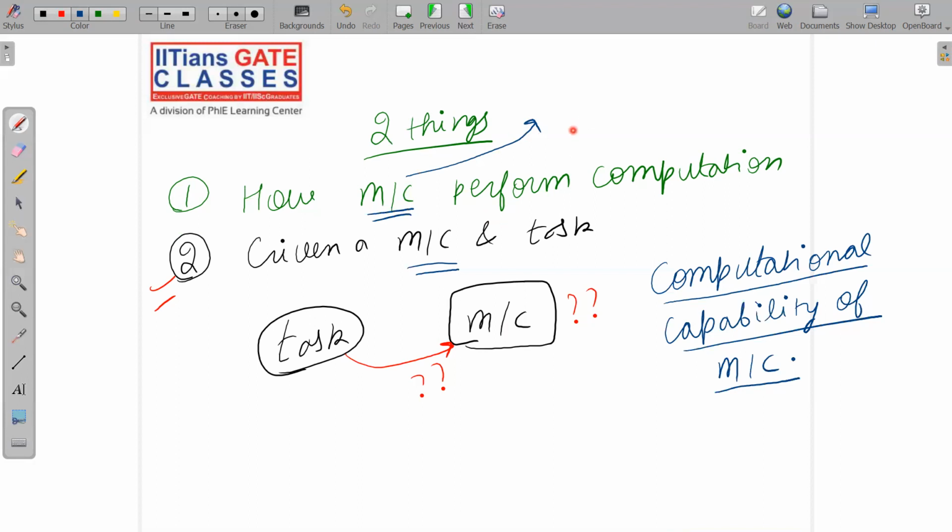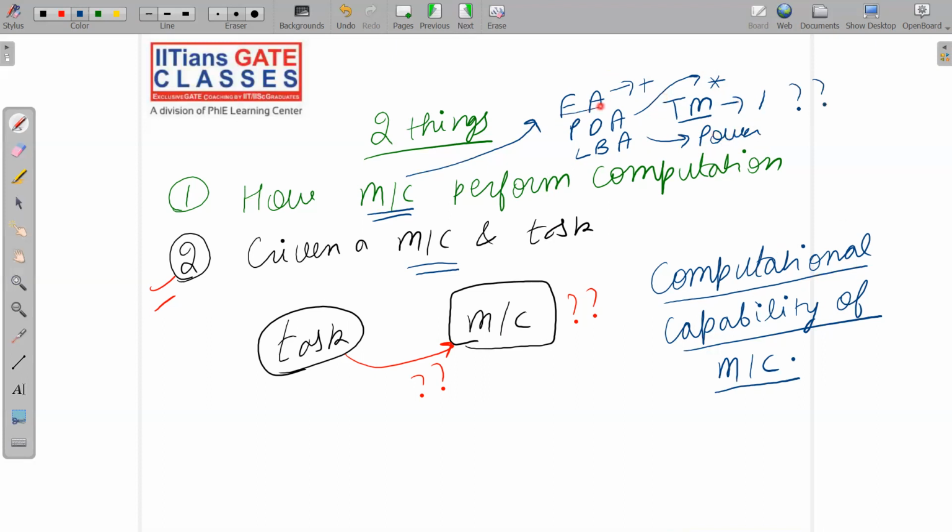Examples of these machines are finite automata, that is FA, PDA, pushdown automata, LBA, linear bounded automata, Turing machines, and so on. We will study lots and lots of machines in this subject. And computational capability means whether FA can do addition or not, whether PDA can do multiplication or not, whether a Turing machine can do the division operation or not, whether LBA can do the power operation or not, and so on. These are some examples of computational capability.